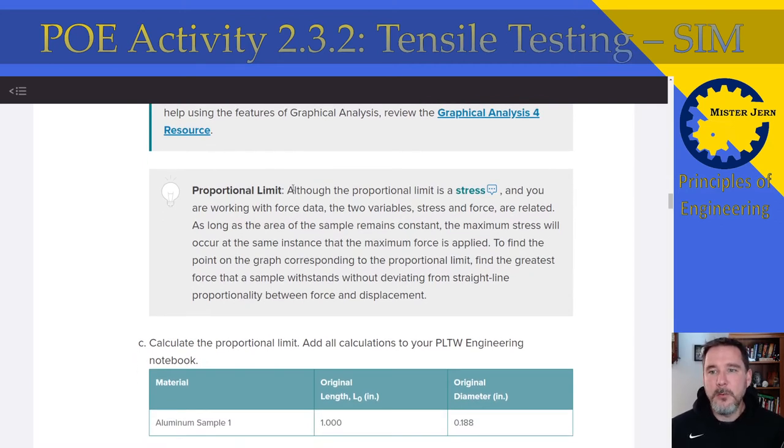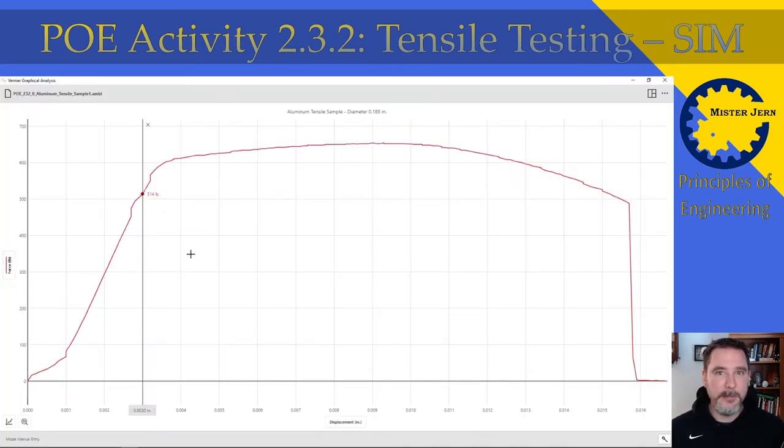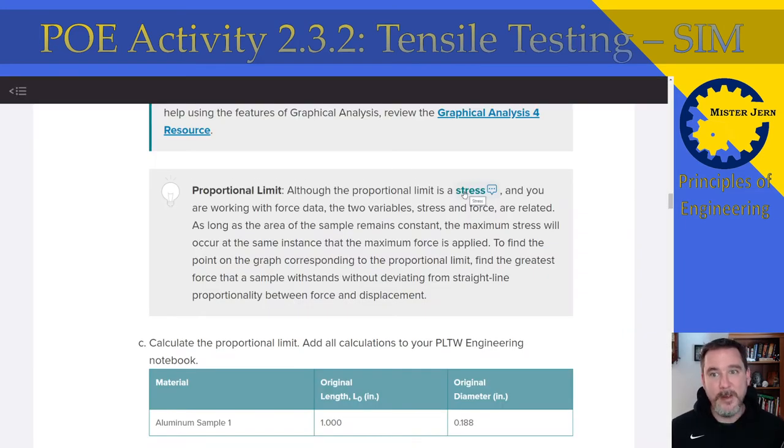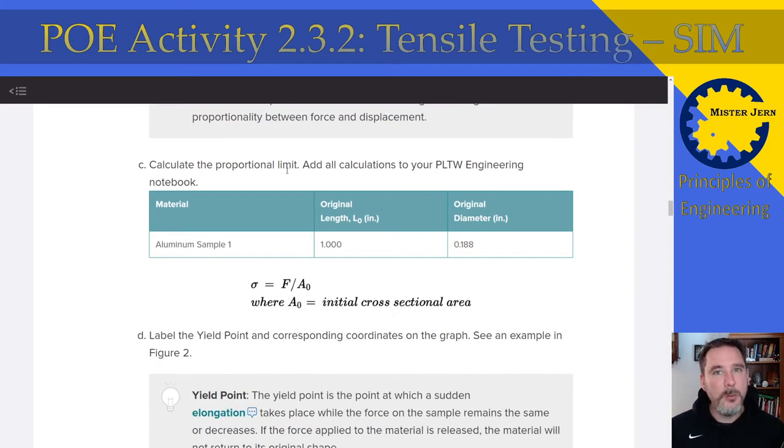All right. So the graph that you're looking at, this graph right here, deals with force and displacement. But what we want to deal with is stress, not just plain old force, because a thicker piece is going to take a different amount of force to stretch it than a thinner piece would. So stress is that force divided by the cross-sectional area, and that's what you really want to focus on. So we're going to calculate the stress at that proportional limit. What is the stress? How much force per area can that material take before you get into plastic deformation?